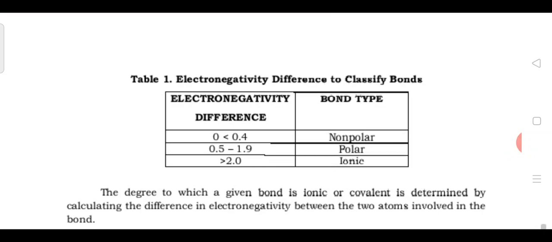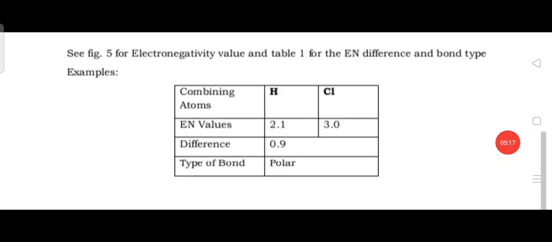Okay? So, balikan na natin yung ano natin kanina. Tandaan niyo yan, tandaan niyo yung range natin. 0 to 0.4 non-polar, 0.5 to 1.9 polar, and then 2 and up, that is ionic bond. Okay, so nandito na tayo. Yung difference natin na 0.9, that is equal to the type of bond known as polar.